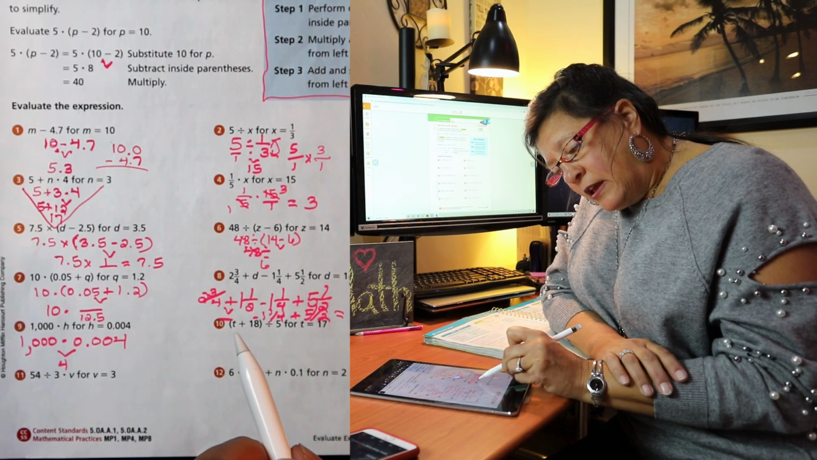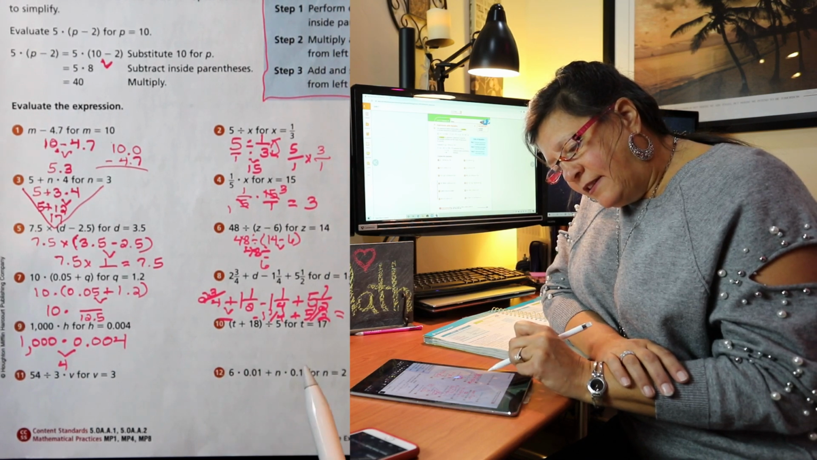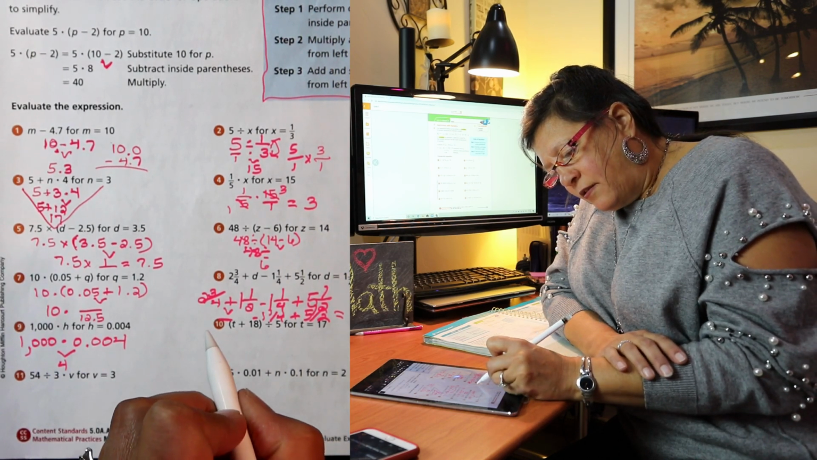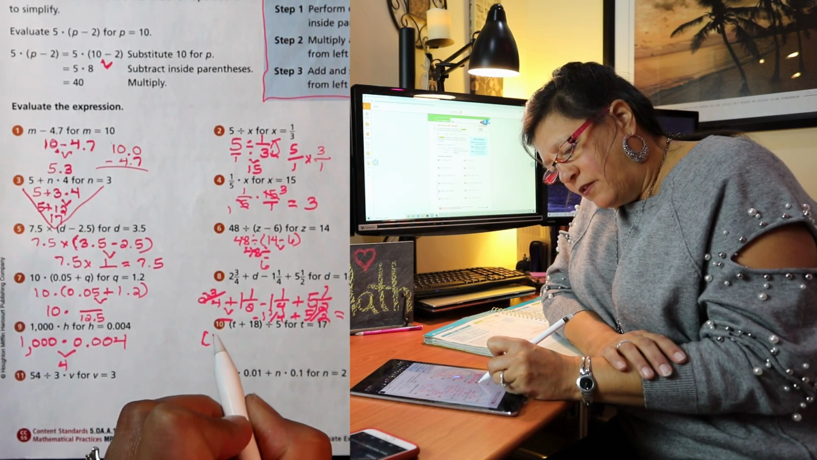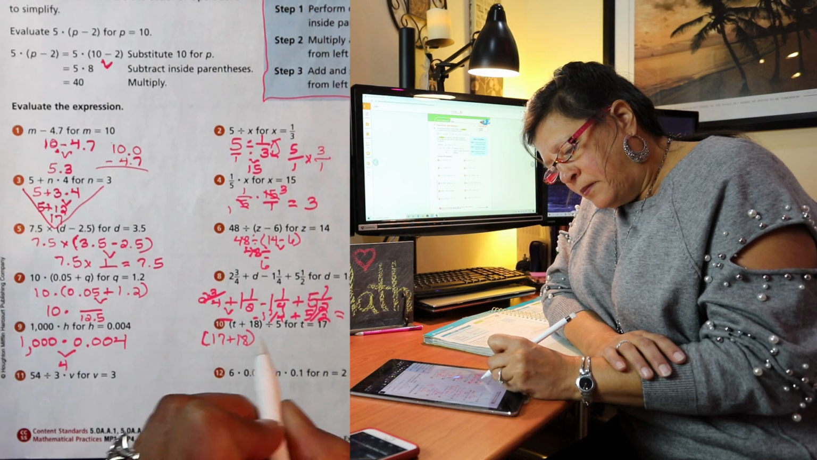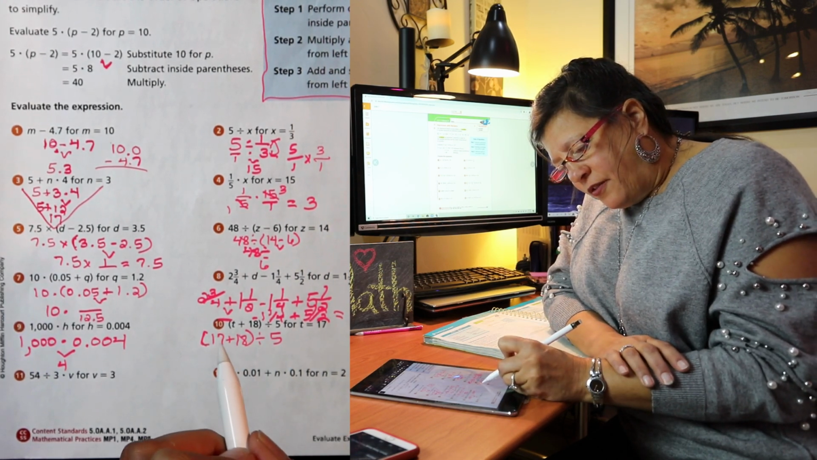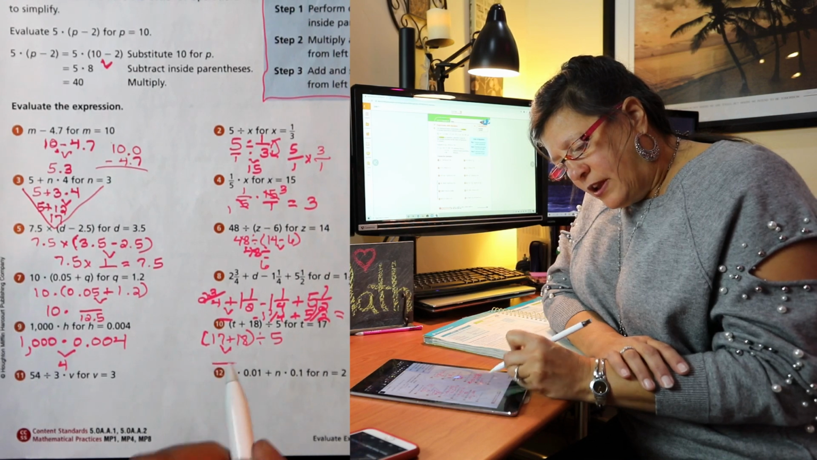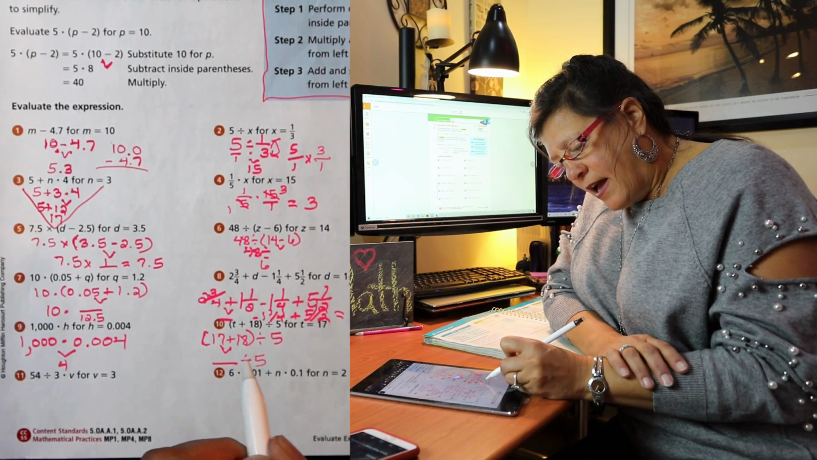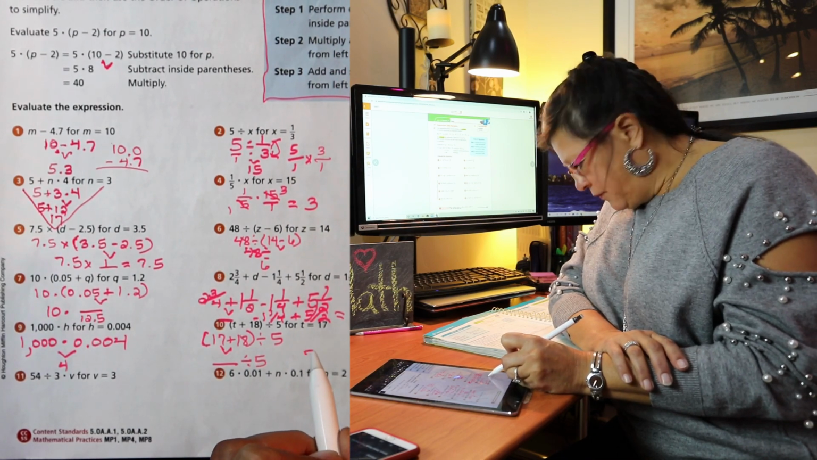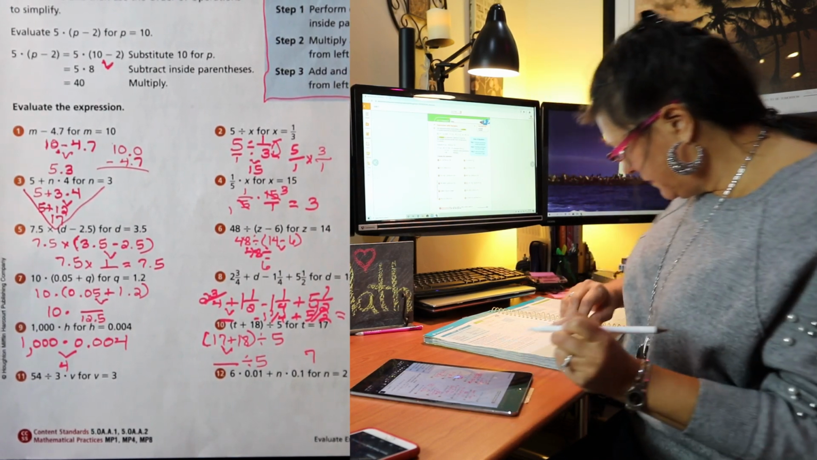Number 10, in parentheses, t plus 18, divided by 5, for t equals 17. So we're going to replace t with 17. Write out the rest of the expression. Parentheses first, get your answer, divide by 5. And when you are all finished, your answer for number 10 is 7.